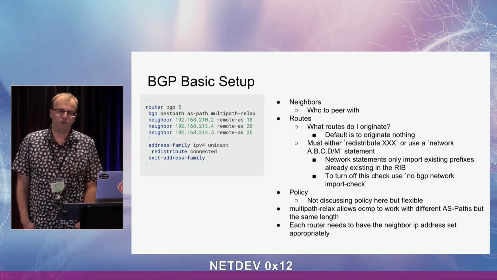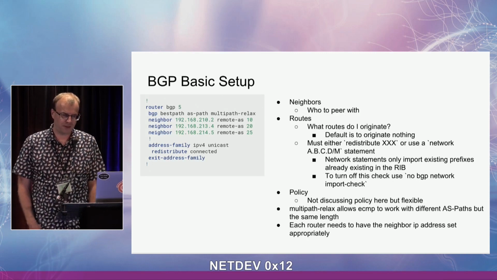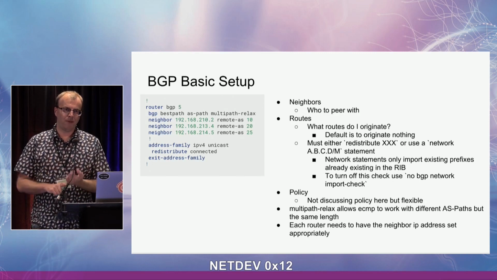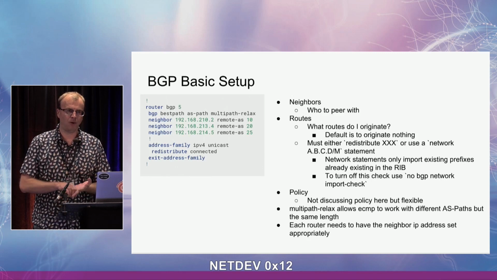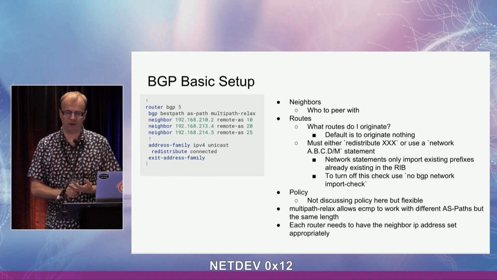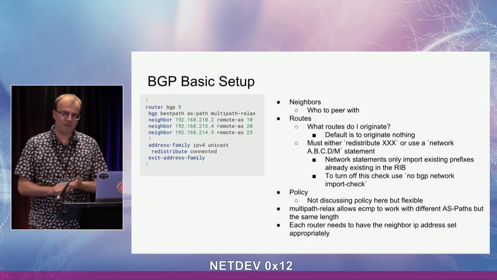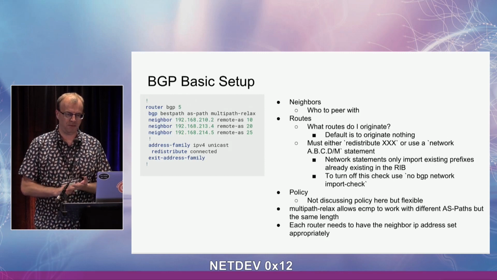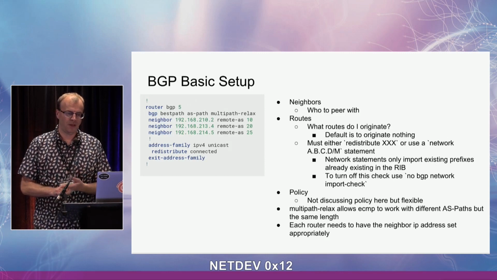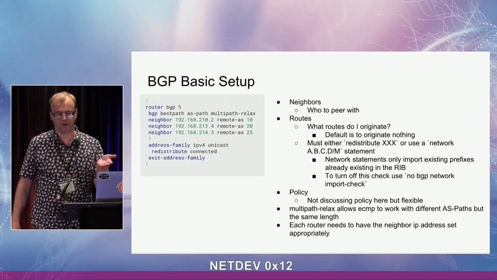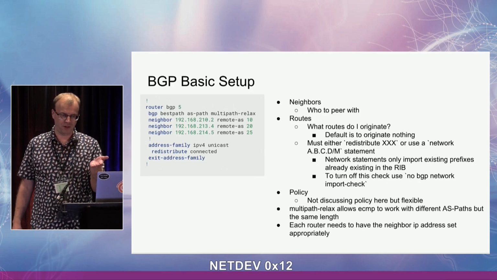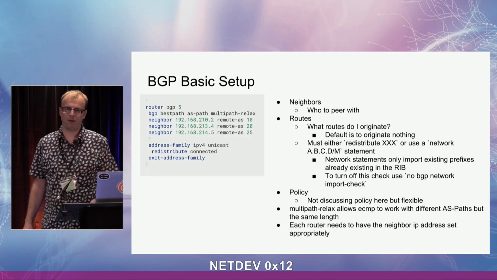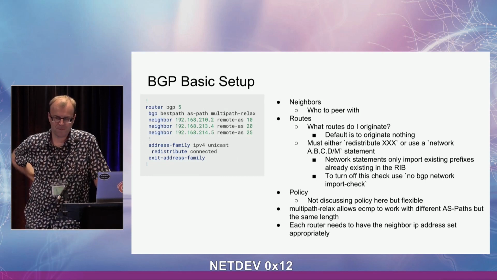So to set up BGP, you need to know two basic things: who am I peering with, and how am I deciding what routes to include? In a nutshell, that's how you configure BGP. You specify your neighbor. In this case, we have neighbor statements for 192.168.210.2, 4, and 5. And I have to specify my remote AS number as well.